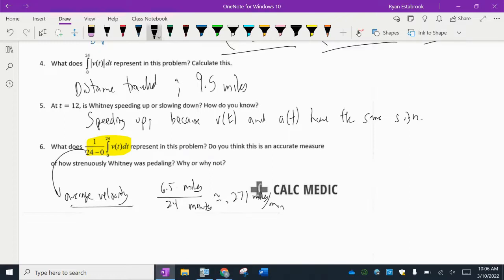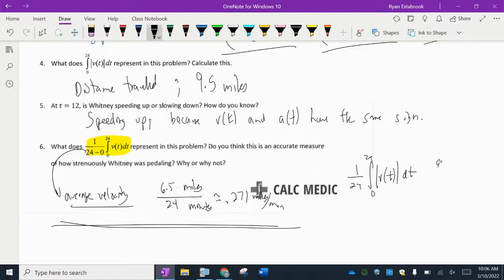If you wanted to get an idea of how much she's actually working, a better thing to calculate would be her average speed. To take the 1 over 24 integral from 0 to 24 of the absolute value of v of t dt, the total distance traveled, the 9.5 miles, divided by the 24 minutes. And I think that would be more accurate to how much she was actually working on this. So that negative velocity ended up not helping her because it didn't actually show how far she traveled.